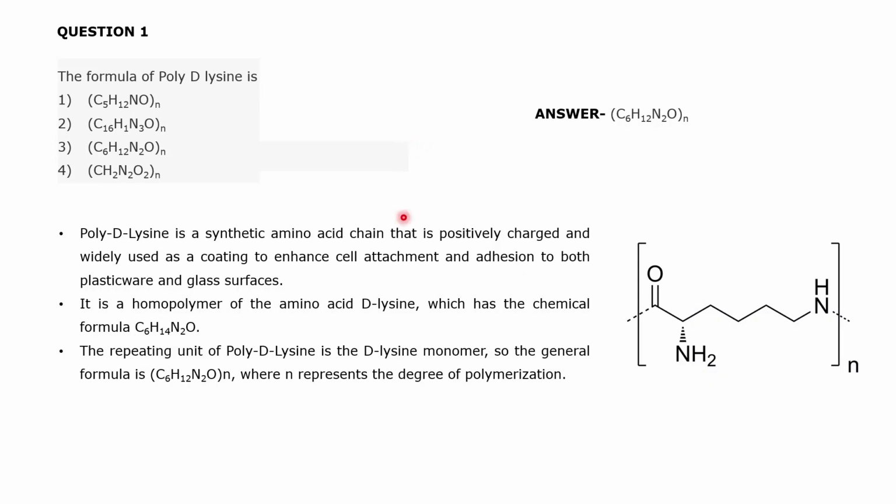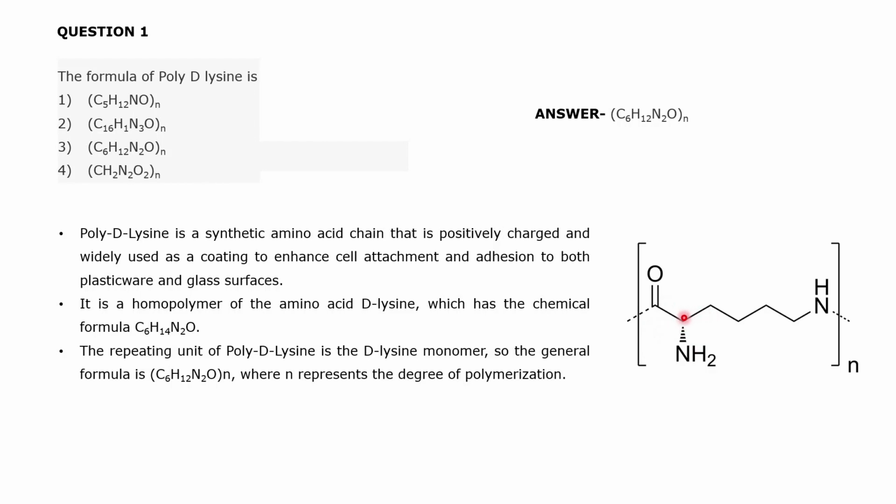So poly D lysine is a synthetic amino acid chain that is positively charged, basically because of the amino group here. You can see the amino acid structure, which consists of a central carbon atom with an amino group attached to it and also a COOH group attached to the carbon atom, and there is a hydrogen atom attached to the central carbon atom.